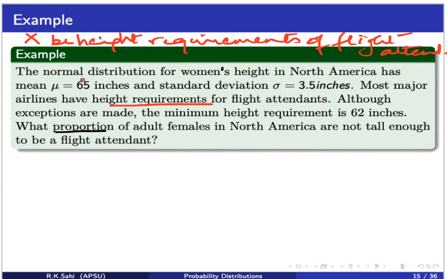Okay, it says the flight attendants, and they're looking at the height requirements of flight attendants, or the woman's height in North America. What are we given? We're given that this random variable X has a normal distribution. Remember, the moment you see the word normal, you write it in the notation. X has a normal distribution. You need the mean and the standard deviation, so that's 65 and 3.5.